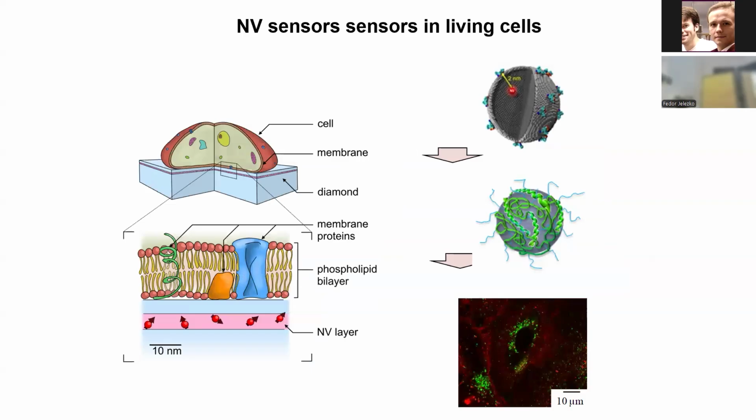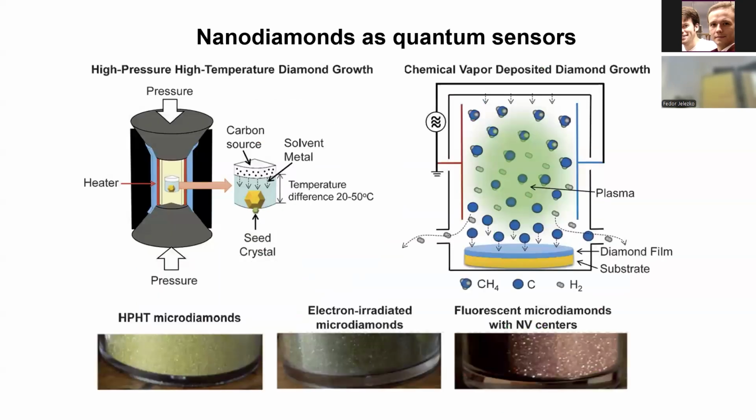And so there are two modalities for how to handle this. Either interface diamond with cells by growing cells on top, or take nanodiamonds and insert them or transport them inside of living cells. So I say a few words now about nanodiamonds, because this is the way to go inside of living cells, and they can be produced by essentially two techniques, either using high pressure and high temperature growth of diamond, or by a CVD growth of diamond from plasma.